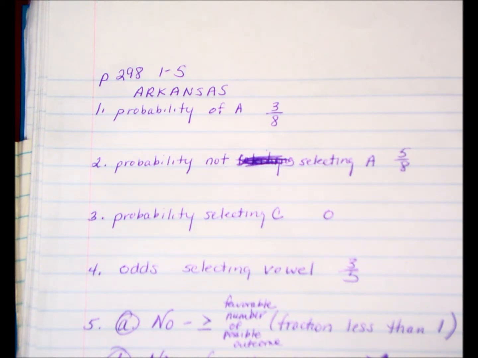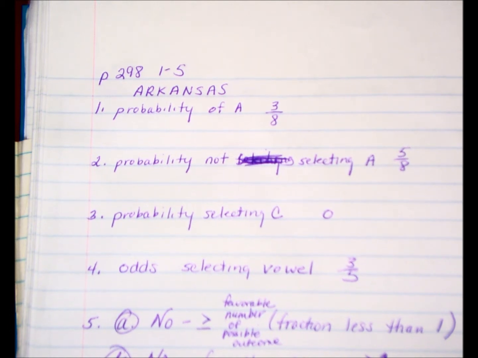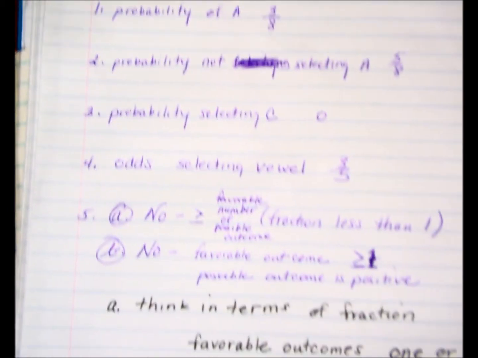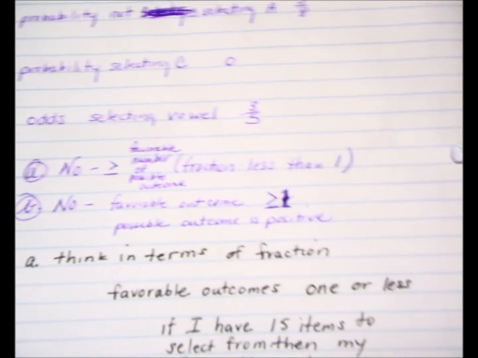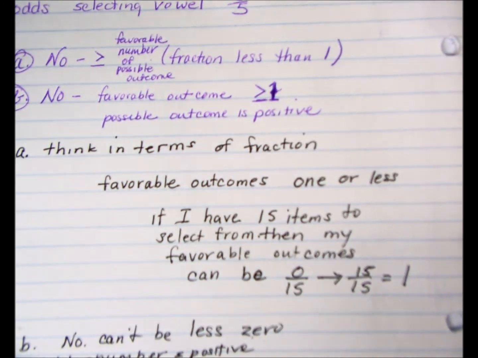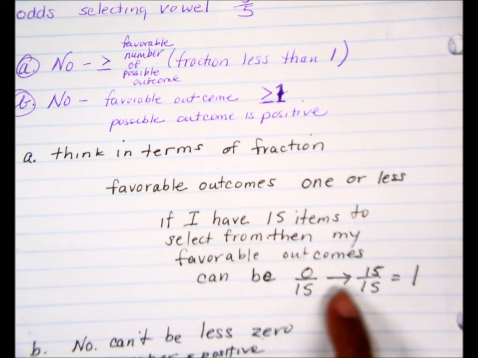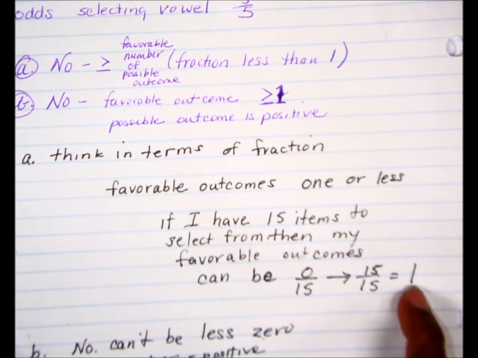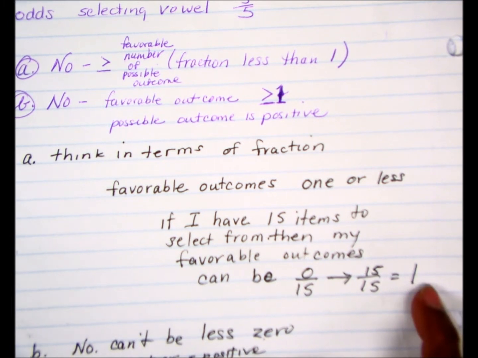The first one says, can a probability be greater than 1? Well, no, a probability can't be greater than 1. If you think in terms of a probability being a fraction, you know that it would have to be 1 if we had the 15 items like we had earlier. Then we could either get 0 of 15 all the way up to 15 15s, and 15 15s equals 1. So you can't get a value greater than 1.